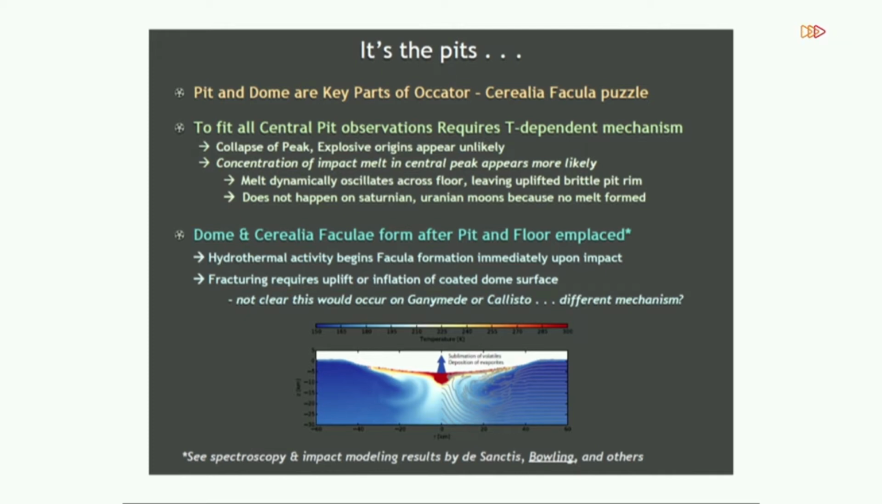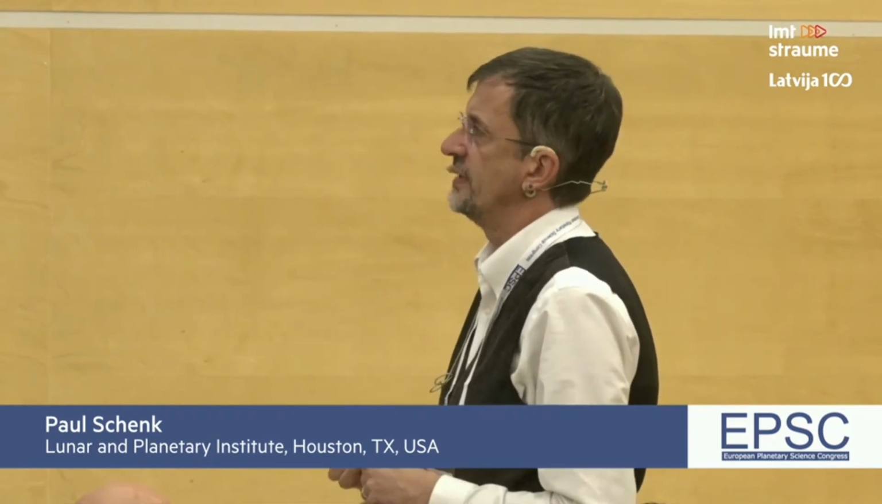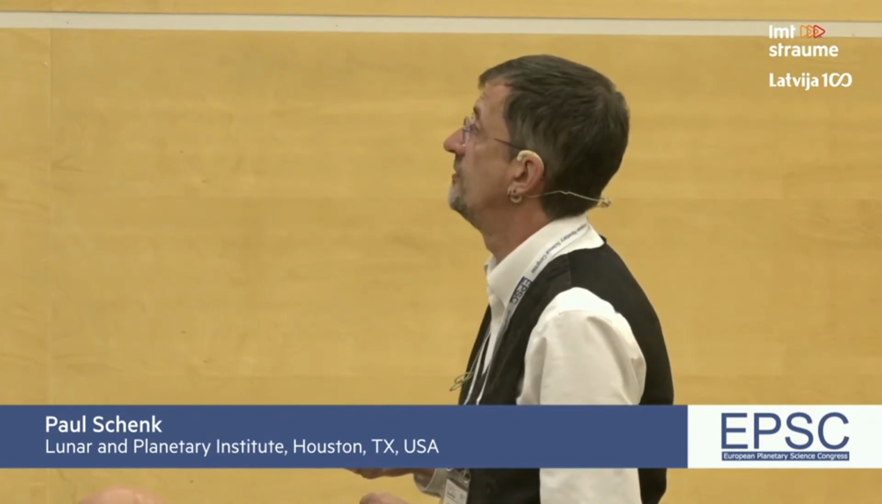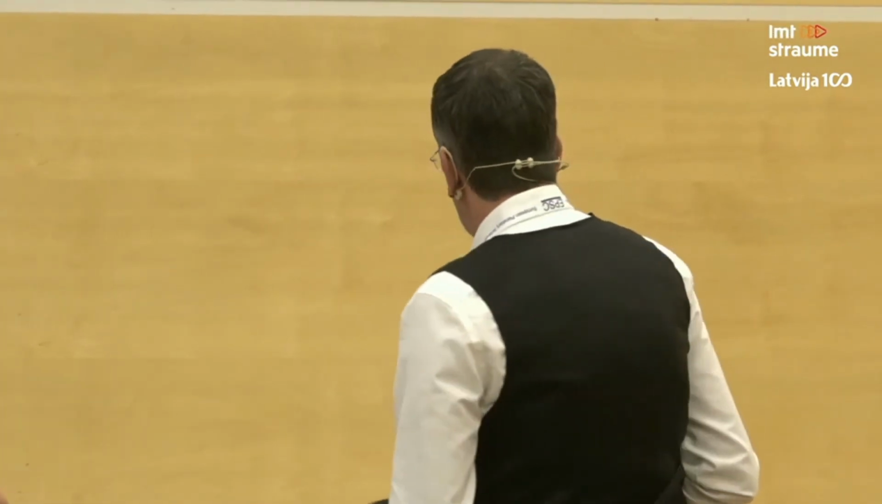It's probably very simplistic, however. There's probably more things going on. The fact that this process does not happen on the Saturnian or the Uranian moons or on Charon, Pluto's large moon, is probably because you don't get any impact melt forming at all. The temperatures are too low, and the impact event doesn't bring it up high enough to give you a significant amount of impact melt. The dome and Ceres facula form after the emplacement, and I see I've run out of time, so I'll call it there.